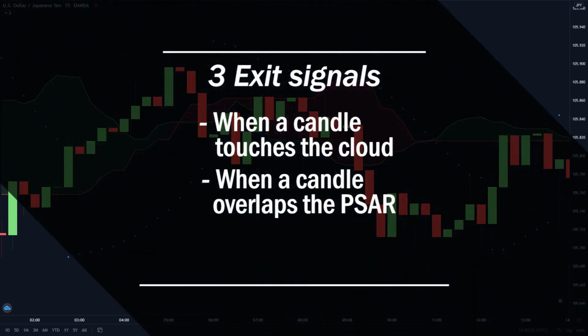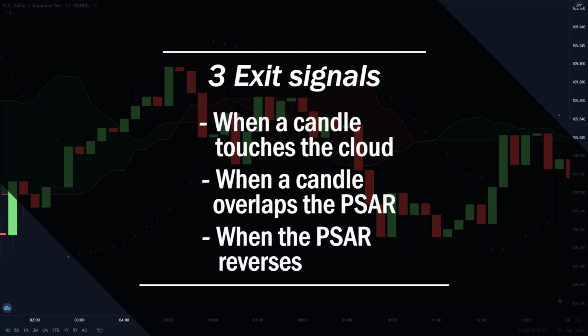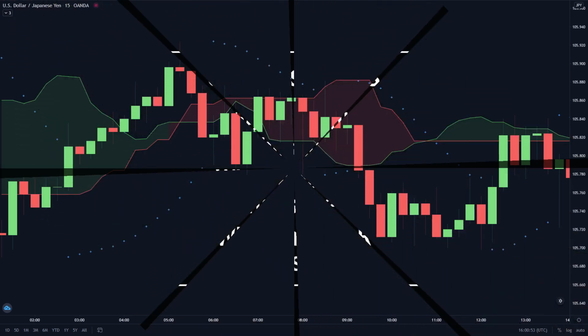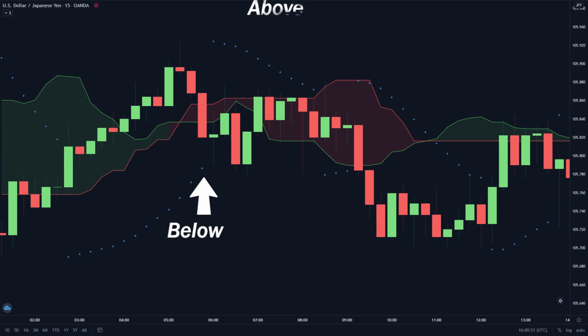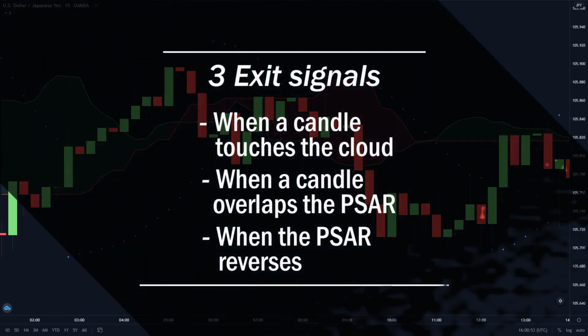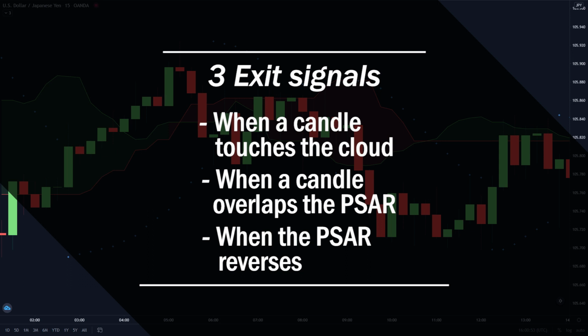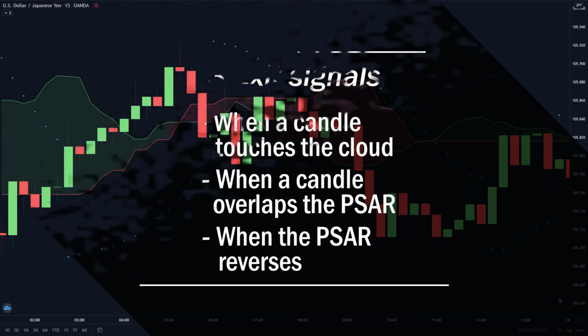The third criteria is if the parabolic SAR changes position. So if the parabolic SAR changes position like this, I also close my trade. These three criteria can happen in any order. So if any of these three comes first, I close my trade.